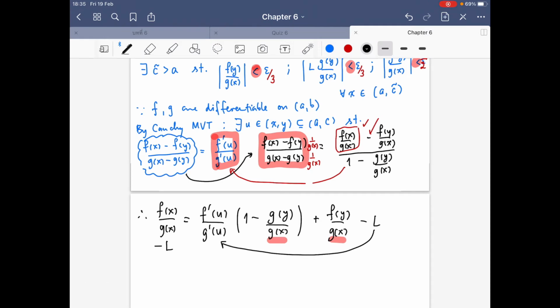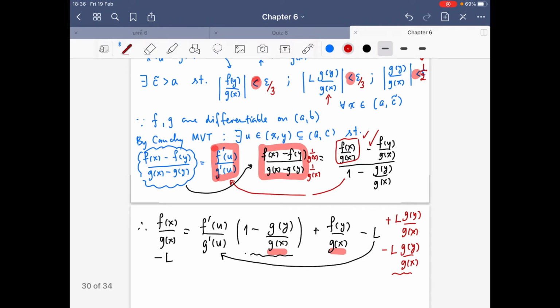So how are we going to do that? You see that f prime and g prime are attached with this factor. So what we do is add L g(y) over g(x) and subtract L g(y) over g(x). You see this quotient is the one that you prepared. After you do this kind of addition, this one together, you get this factor.